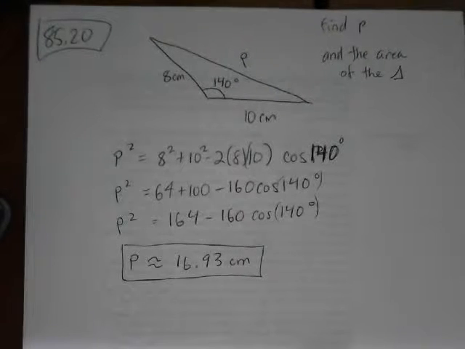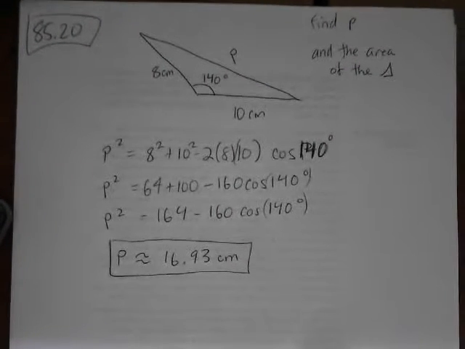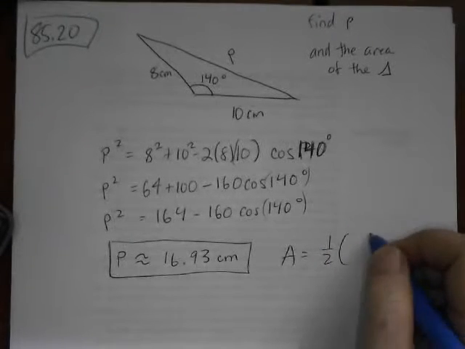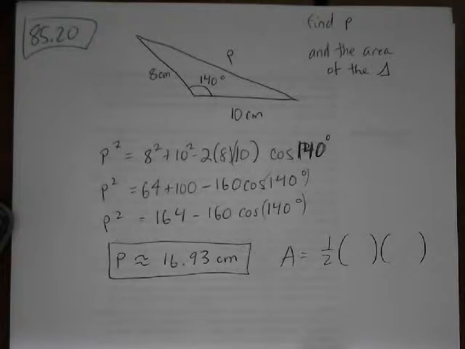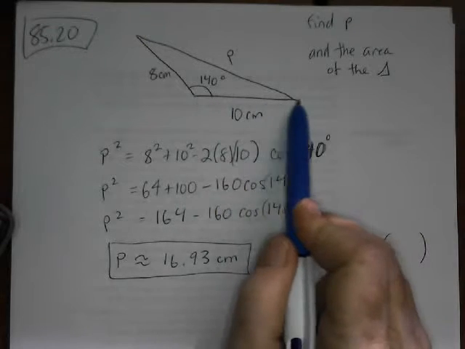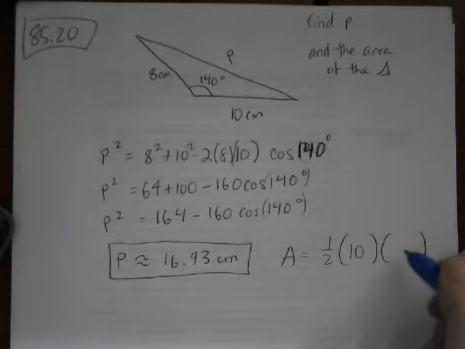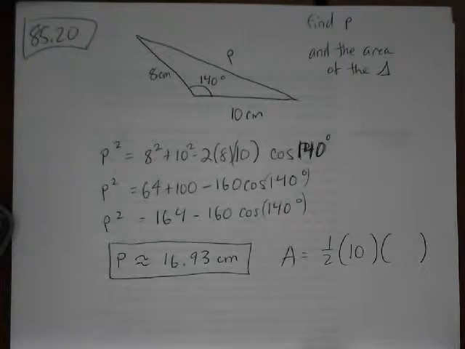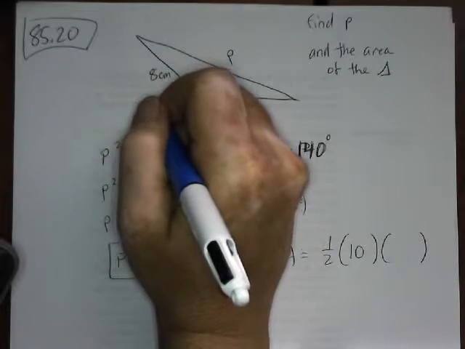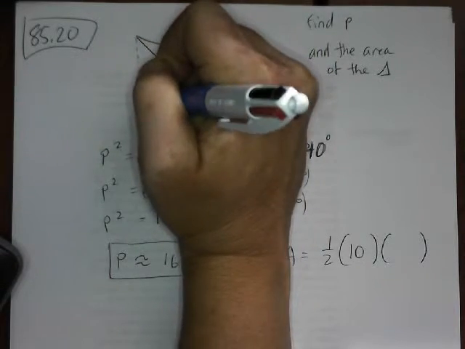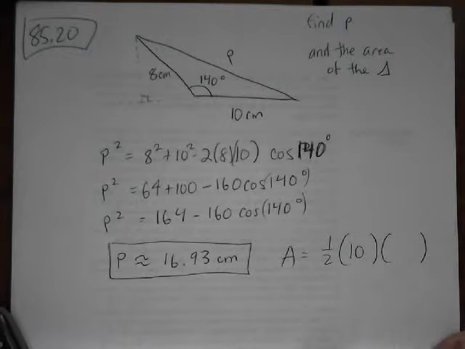The next part of what they're asking for is the area, and I know that the area of a triangle is 1/2 times base times height. Well, I'm going to probably just use this 10 as my base. So 1/2 times 10 times height, but I don't know what the height is. One way I can do it is just do this, and then I could probably use SOHCAHTOA on it.